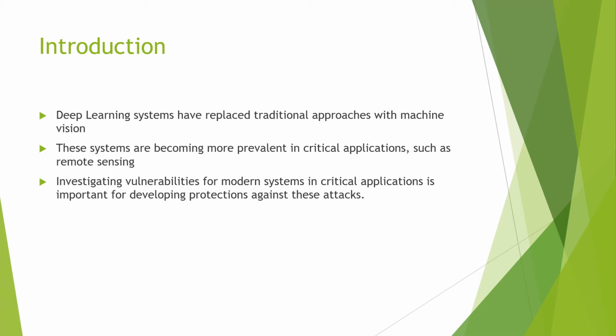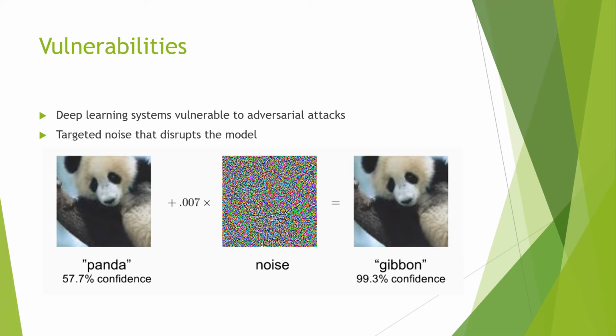So by developing these attacks, and investigating vulnerabilities, we can develop more protections against these attacks with critical applications, such as remote sensing. What kind of vulnerabilities are these systems vulnerable to? Well, primarily targeted noise is developed to disrupt how these deep learning based systems see the world. So for the example, this is a PGD attack where the noise affects how the deep learning system classifies this image of a panda to a system of a gibbon.